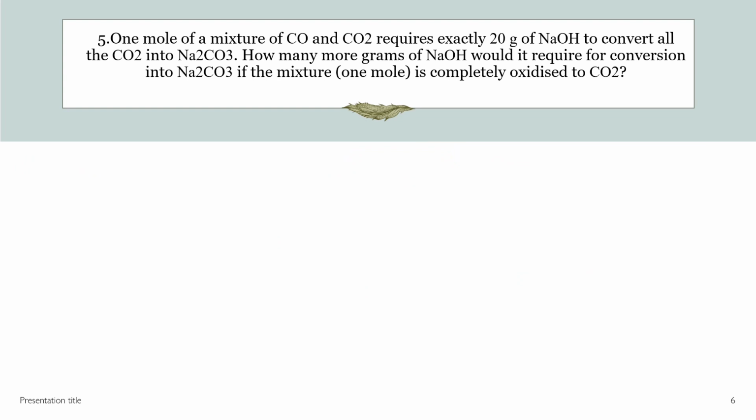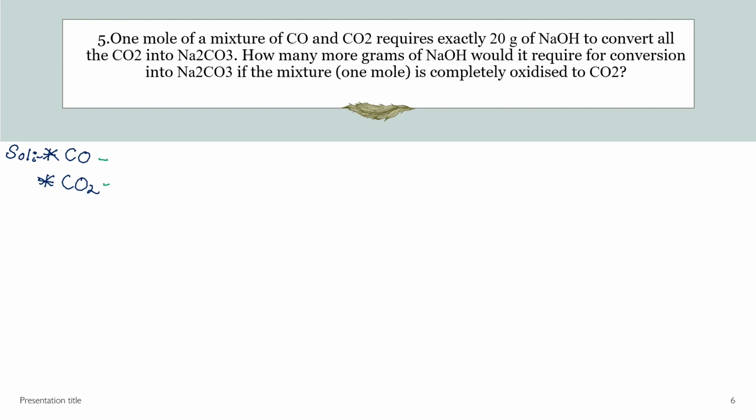Alright. Fifth question. 1 mole of a mixture of CO and CO2 requires exactly 20 grams of NaOH to convert all the CO2 into Na2CO3. How many more grams of NaOH would it require for conversion into Na2CO3 if the mixture is completely oxidized to CO2? From the question, we have two compounds, and we have to get clarity on both, that is CO and CO2. What type of oxides are these? Just guess.